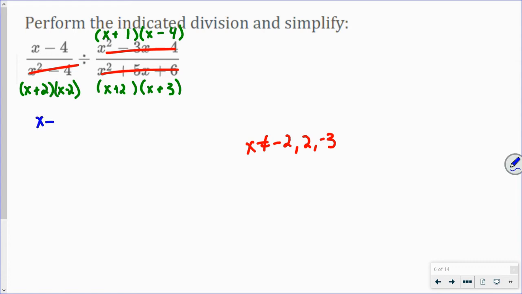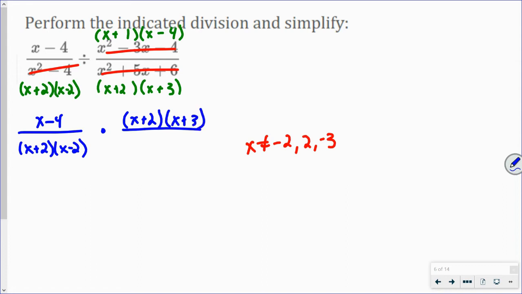So you have x minus 4 over x plus 2, x minus 2. And you're going to multiply by the reciprocal. So you're going to flip the second one over, and then x plus 1, x minus 4. And re-look at your domain. Are there any more numbers to add?